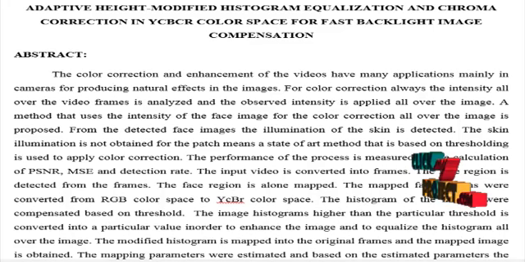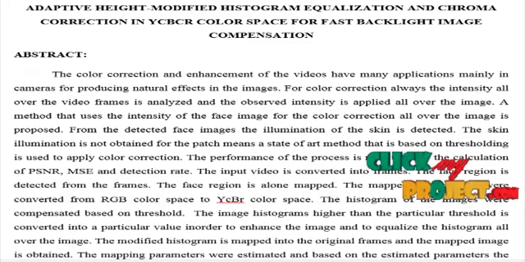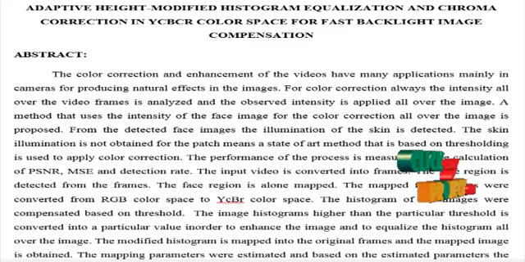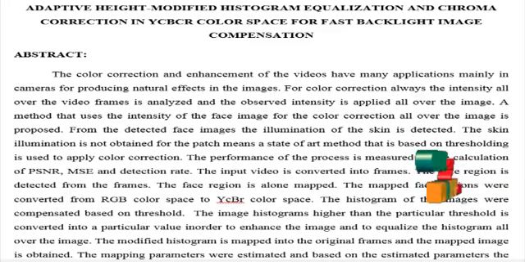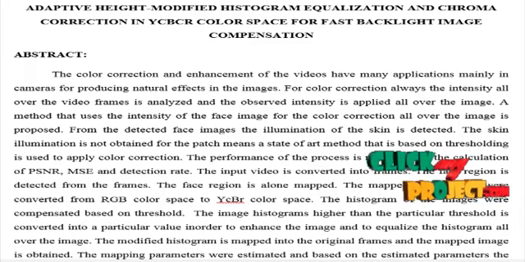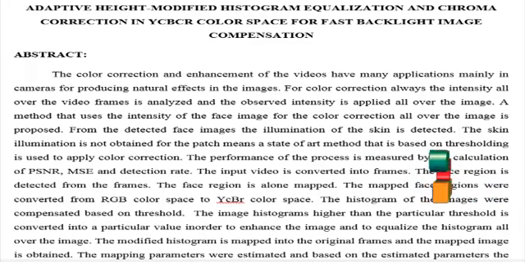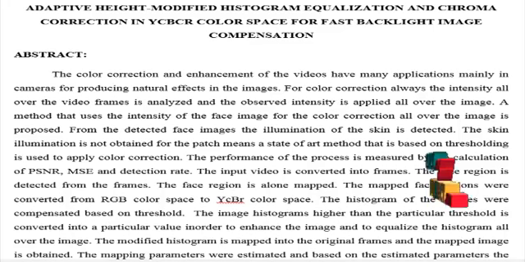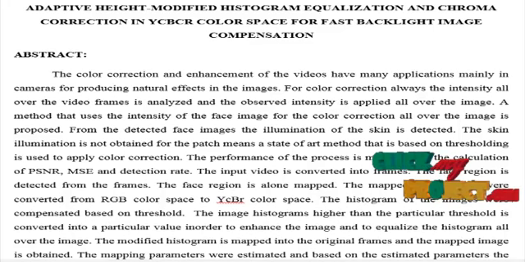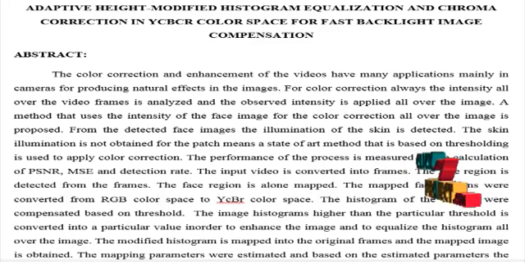Color correction and enhancement of videos has many applications, mainly in cameras for producing natural effects in images. For color correction, usually the intensity over the video frames is analyzed and the observed intensity is applied all over the image. A method that uses the intensity of the face images for color correction all over the images is proposed. From the detected face images, the illumination of the skin is identified.